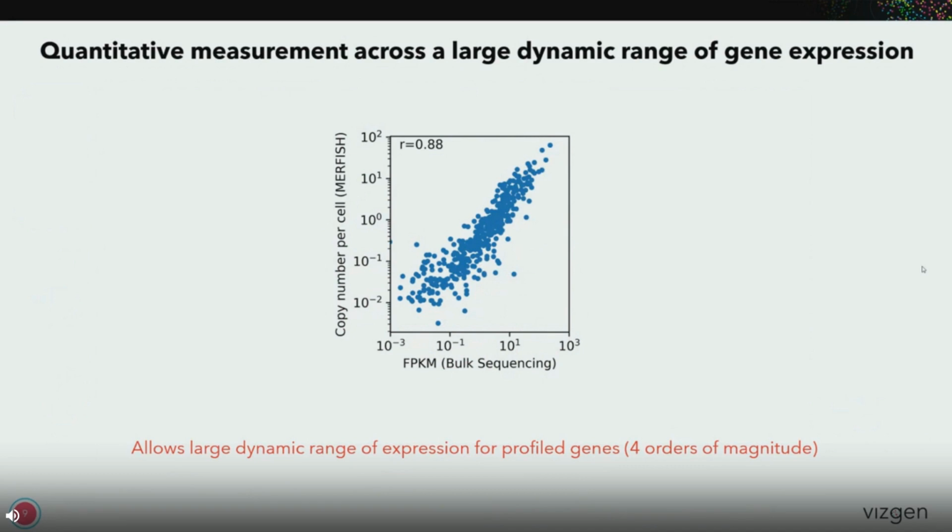Each dot represents a gene. On the y-axis, you're seeing the copy number per cell counted by MERFISH, and on the x-axis, you're seeing the FPKM values from bulk RNA sequencing. In general, MERFISH has excellent correlation with RNA-seq, with a correlation coefficient around 0.88, and this linear range spans more than 4 orders of magnitude. This large range is very important for lowly expressed genes to be accurately profiled. Not only can we profile genes at high FPKM value, but also at low FPKM value, very accurately.